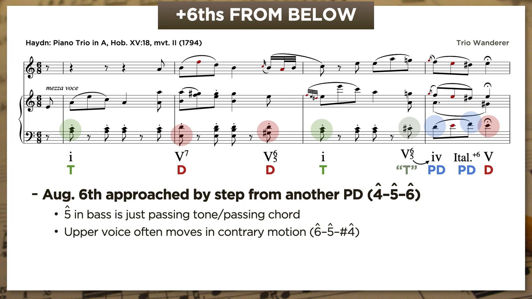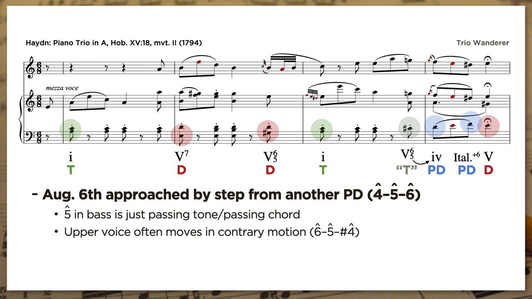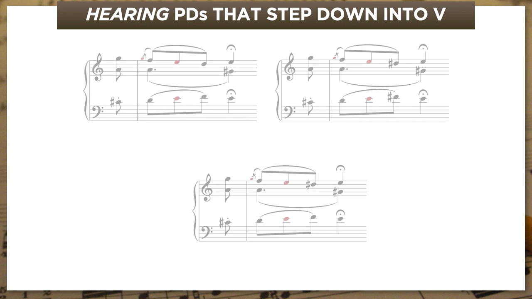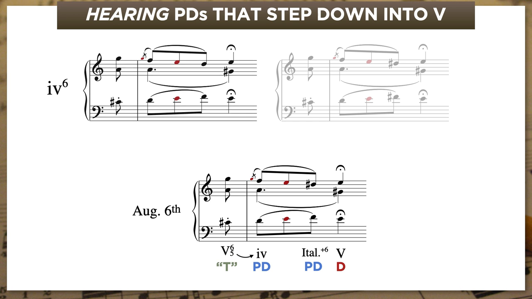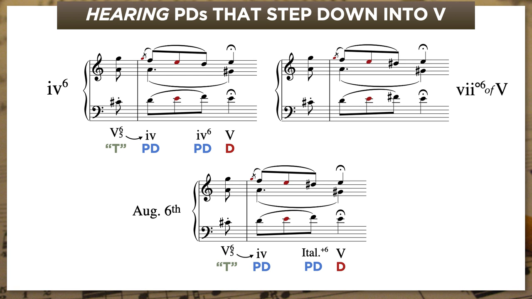Now, we're not quite done with this one yet. I actually want to use Haydn's approach to the cadence here for a little mini workshop where we can learn to hear augmented sixth chords a little better by comparing them to other predominants whose bass notes step down into 5. So here, on the bottom, we have what Haydn wrote with an Italian augmented sixth. Then up on the left, we have plain old diatonic 4-6. And then on the right, we've got an applied chord, 7 diminished 6 of 5.